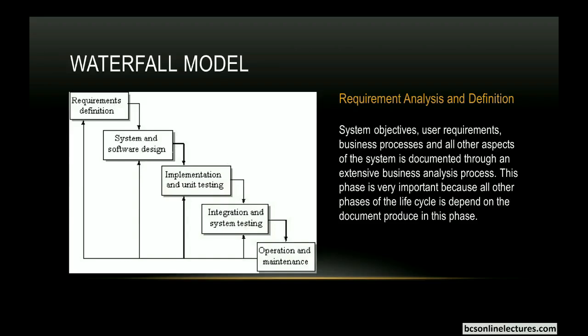Now if we consider this waterfall model, it has 1 2 3 4 5 stages. Some diagrams outline 7 stages, 6 stages, or even 8 stages, but basically there are 5 stages, okay? The first stage is requirement definition, right? Requirement analysis and definition. In this stage, first we need to identify the requirements or the objectives of the software, right? Objectives, user requirements, and then business processes. Every aspect of the business we need to first document, right?